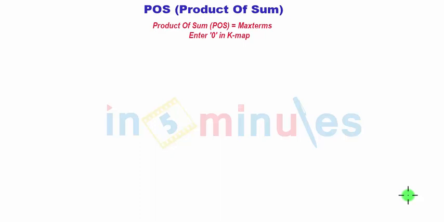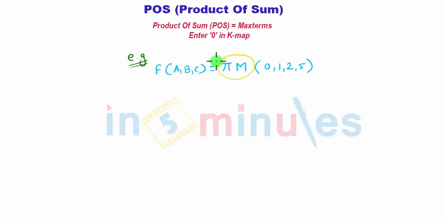In this presentation we will see how actually the product of sum form is solved or analyzed. It is abbreviated as POS, product of sum, that is also called the max terms in digital techniques or digital logic. We enter 0 in the K-map for a POS logical expression. Let us consider an example function of three variables a, b, c, and this is how you represent the POS form: pi and capital M.